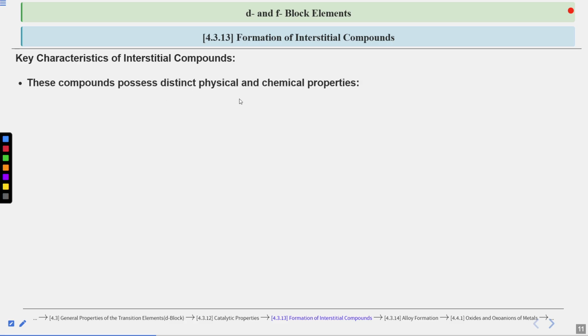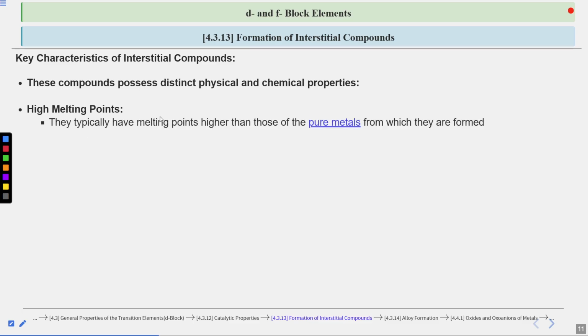These compounds possess distinct physical and chemical properties, like high melting points. They typically have high melting points, higher than those of the pure metals from which they are formed. We have said that interstitial compounds are formed by the occupancy of the vacant spaces by smaller atoms, right? So interstitial compounds show higher melting points than those of the pure metals from which they form.